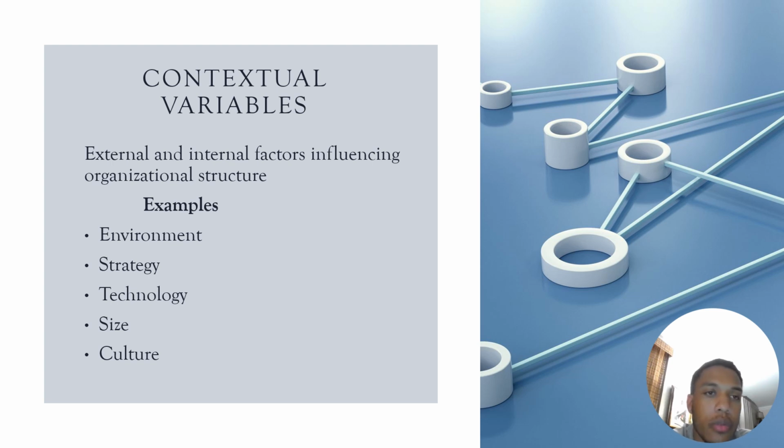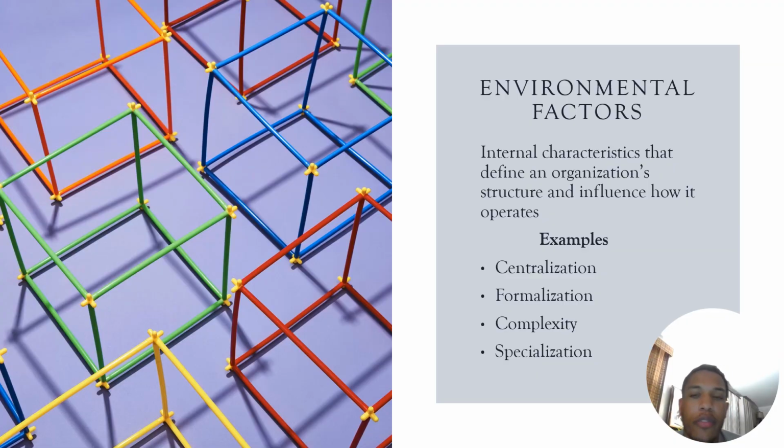Contextual variables are the external and internal factors influencing organizational structure. Examples include environment, strategy, technology, size, and culture. Each of these factors plays a significant role in determining the optimal structure for an organization. That just goes without being said. So, the environmental factors.